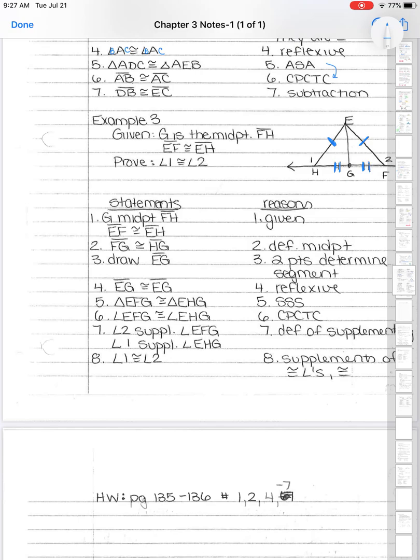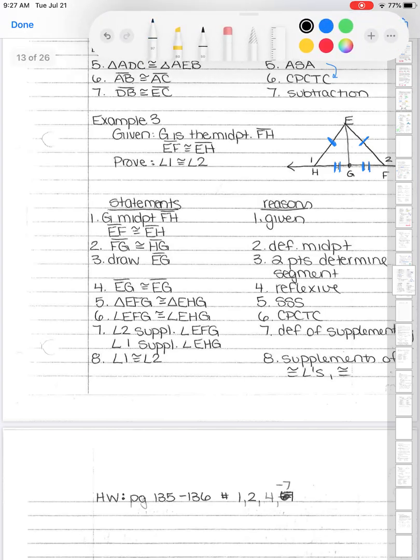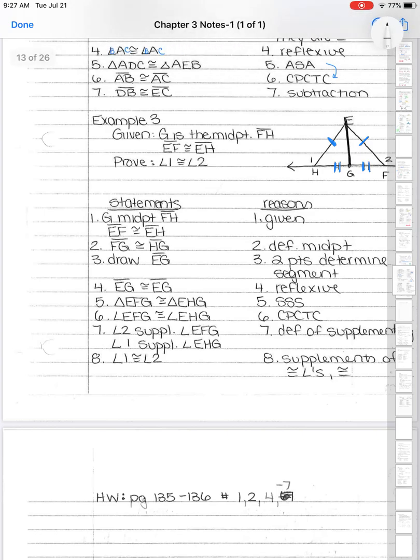All right, last and final one here. It says G is the midpoint of FH and EF is congruent to EH. Congruent, congruent. So you see midpoint, which means we want to use it. If it's a midpoint, it cuts a side in half, so we know FG and HG are congruent. Now, what would make the most sense? EG is not currently there. So what we want to do is draw EG.